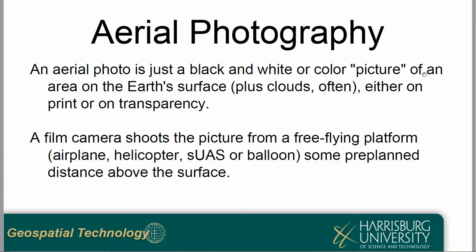An aerial photo could be just a black and white or color picture of an area on the Earth's surface. Oftentimes clouds are involved, either on print or transparency, right? That's traditional photography. In the past, a film camera, now obviously digital, shoots a picture from a free flying platform. It could be an airplane, a helicopter, a small unmanned aerial system, or a balloon, or some other platform at some pre-planned distance above the surface. Now that distance becomes critical for scale, and I'll explain that in a bit.